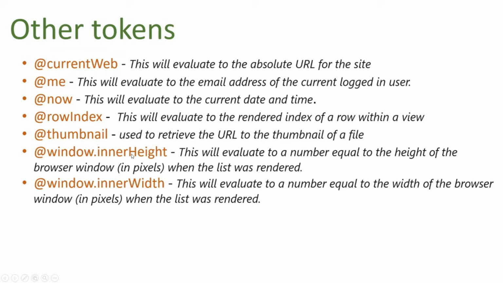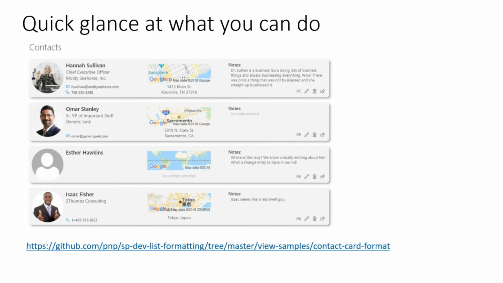And then there is window.innerHeight and window.innerWidth. I'm not sure of the practical usage of these two properties, but they are available, wherein you will get the inner height and width of that particular browser window in pixels when the list is getting rendered. Okay, so I'm almost done. Now let's quickly see what all things we can do.